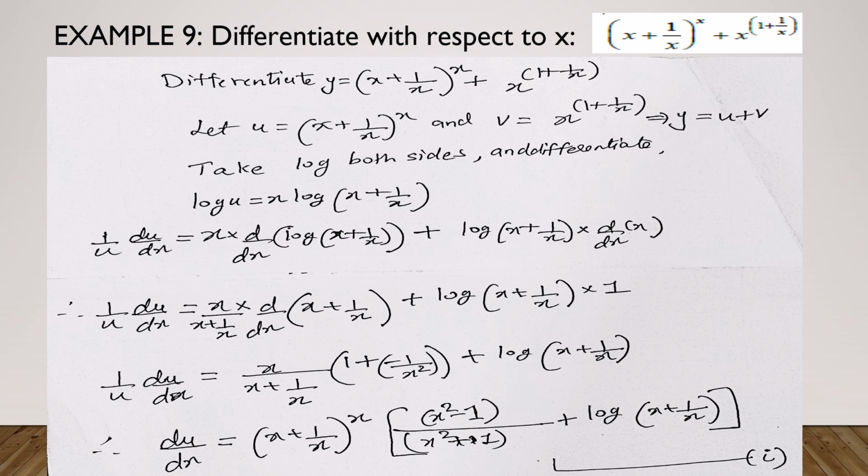In between, what is the derivative of x plus 1 upon x? Derivative of x is 1. 1 upon x means x raised to minus 1. So derivative is minus 1, x raised to minus 2, or minus 1 upon x square. On simplification, you get du by dx is x plus 1 upon x whole raised to x, means u, into x square minus 1 upon x square plus 1 plus log of x plus 1 upon x. Let this be equation 1.